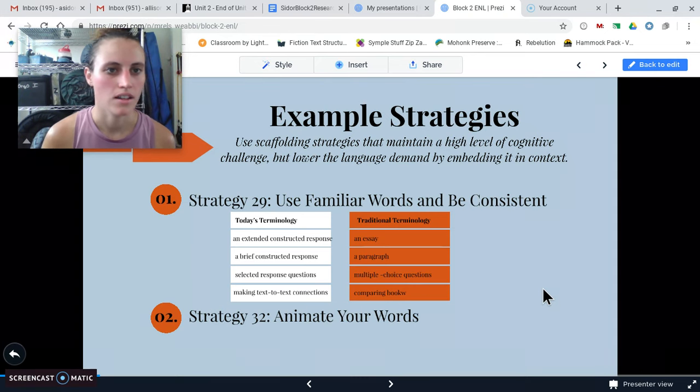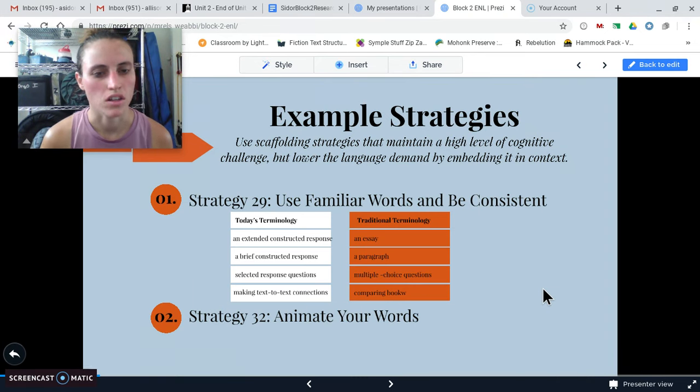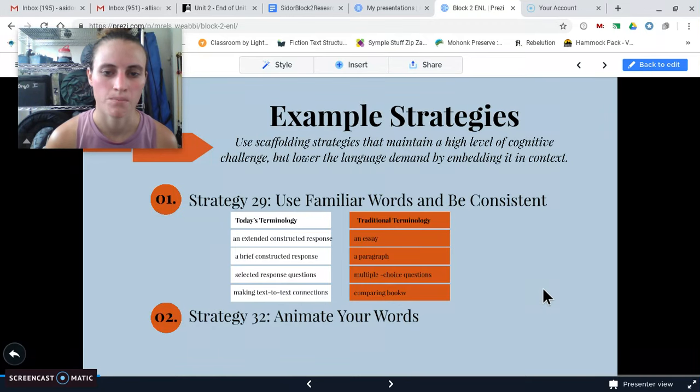As your ELLs improve their English, you can start using terms like an extended constructed response, making sure that you are always using that exact same term. When you flip flop between those terms or other terms, I think it starts to get confusing for them.